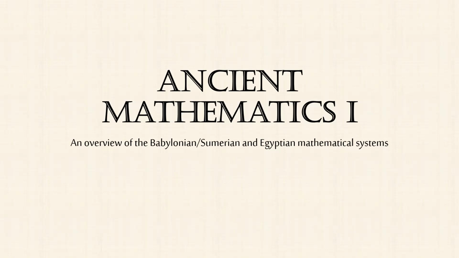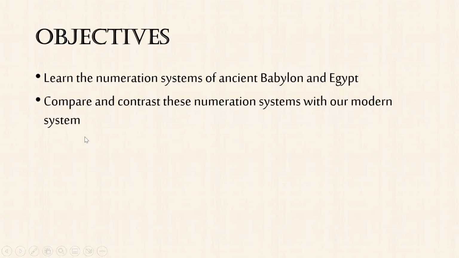So our objectives today, we're going to look at the numeration systems of ancient Babylon and ancient Egypt, and we're going to see how they compare with both each other and our modern system.